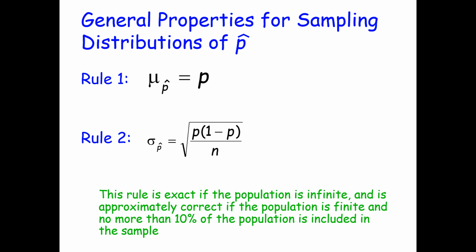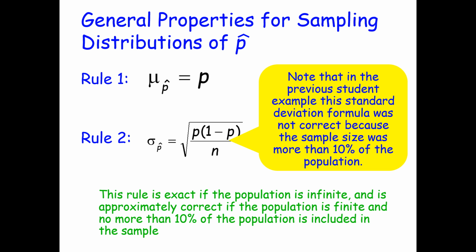So we're saying the mean of p hat equals p. And our second rule is that the standard deviation of p hat can be calculated by taking the square root of p times 1 minus p, all divided by n. Note that in the previous student example, the standard deviation formula was not correct because the sample size was more than 10% of the population. Rule 2 is exact if the population is infinite, and it's only approximately correct if the population is finite and no more than 10% of the population is included in the sample.